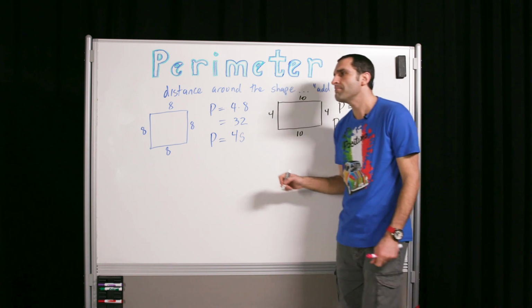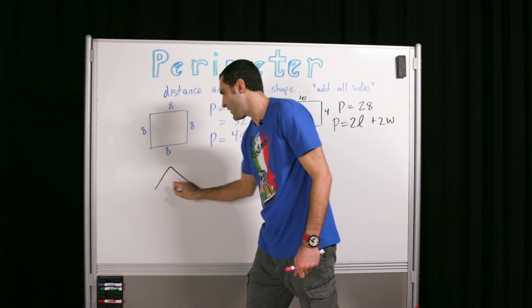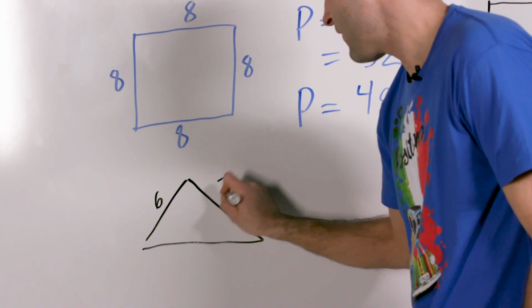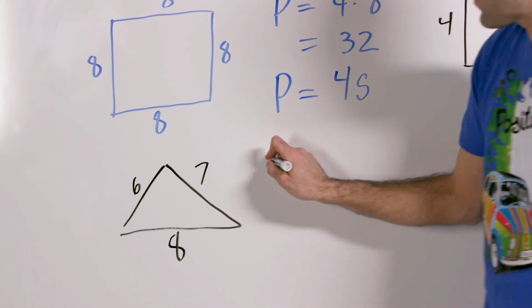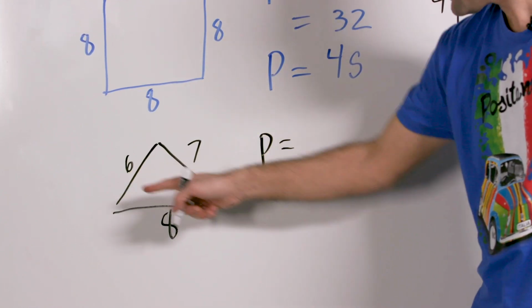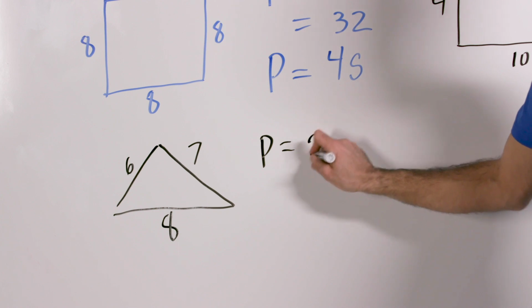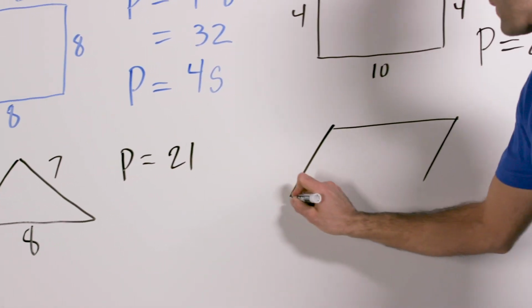Let's do a triangle. Do something like this. 6, 7, 8. Add up all the sides. So the perimeter equals 7 plus 8, that's 15. Plus 6 is 21.